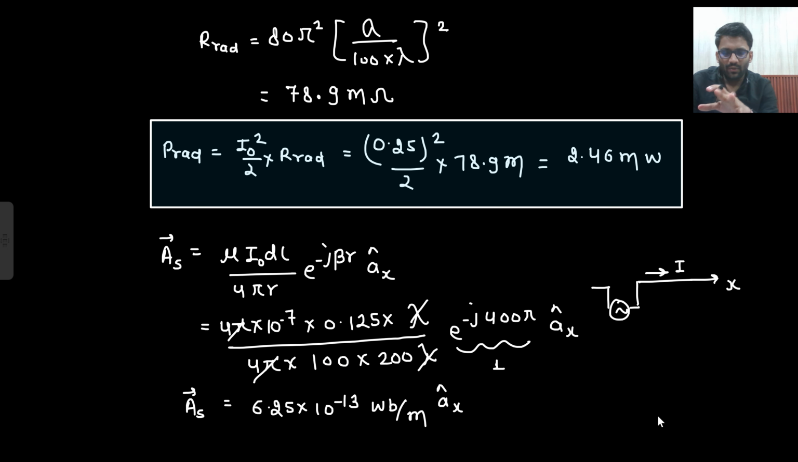Okay, and I hope the calculation is correct. 10 to the power minus 3, 10 to the power minus 4, 10 to the power minus 7. This will be 62.5 only. This is 62.5, not 6.25. No, 10 to the power minus 3, 62.5, 10 to the power minus 7. Yeah, 6.25, 10 to the power minus 13. Yeah, that is correct. So 6.25, 10 to the power minus 13, e to the power j omega t ax cap.